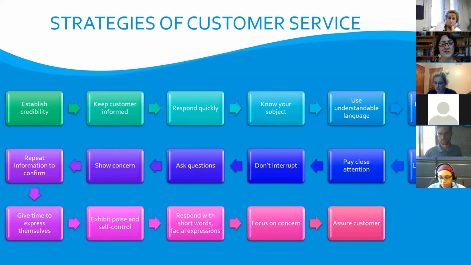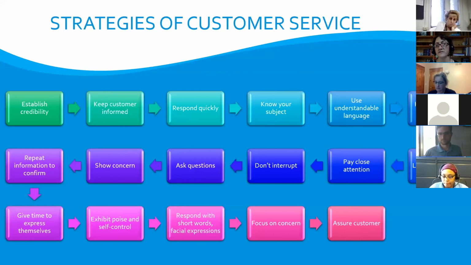The next one, exhibit poise and self-control. This really is at the heart of being professional, right? As much as, and we'll talk about hot buttons in the final lesson, but as much as sometimes we just want to say, would you get to the darn point? You really have to keep your emotions in check and maintain your self-control. Even when someone's losing their temper, you need to be calm and rational and professional despite how they might be losing their temper.